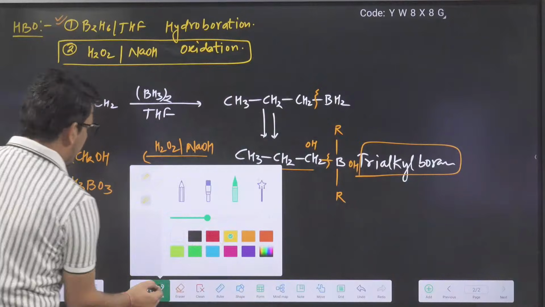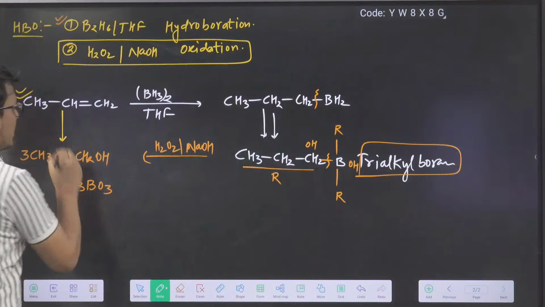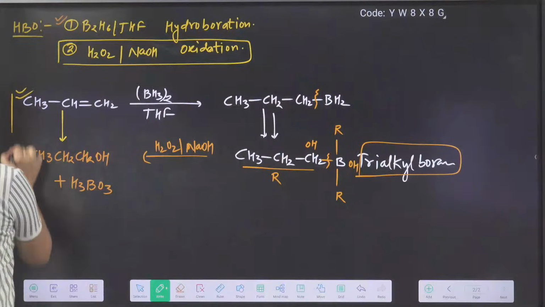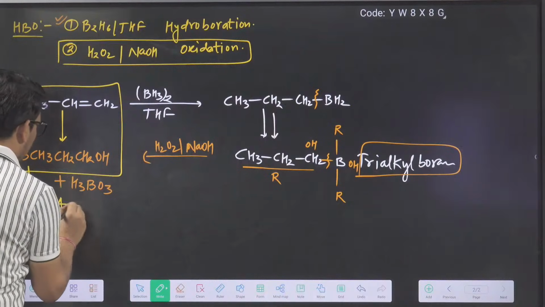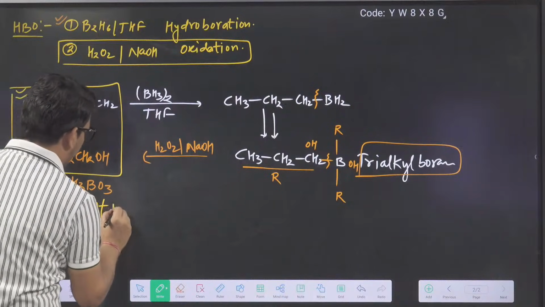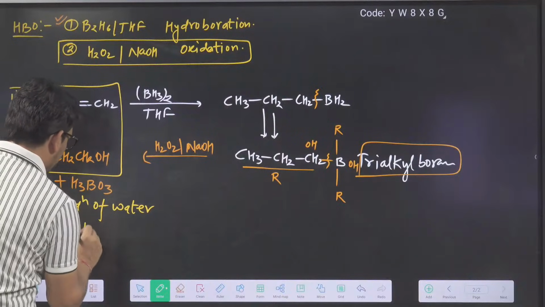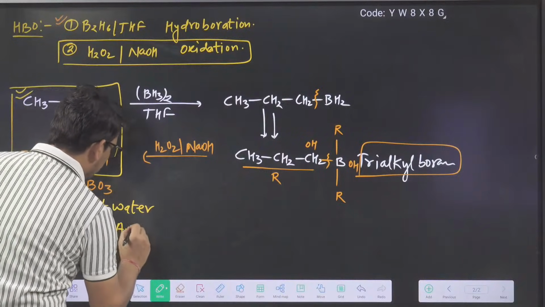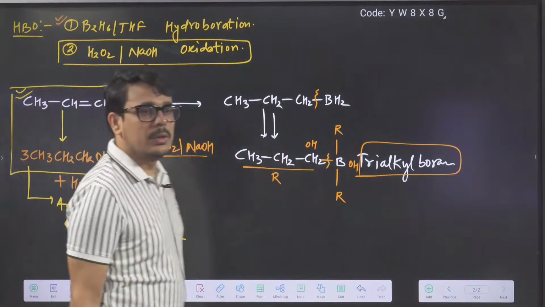Now tell me one thing. This alkene we started with, and finally this alcohol we are getting. Now check these two. This is addition of water, as per which rule? As per which rule? Anti-Markovnikov rule. Is that clear to everyone?